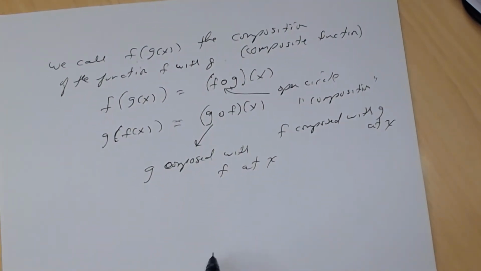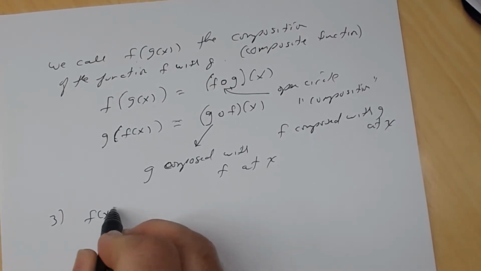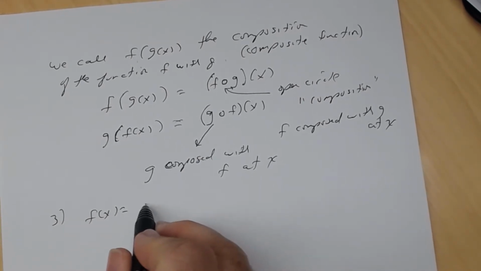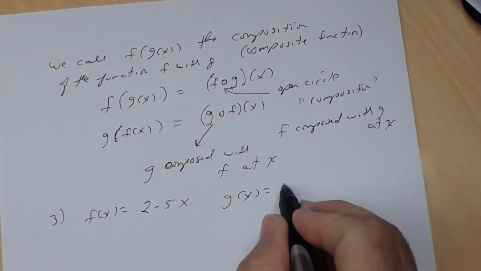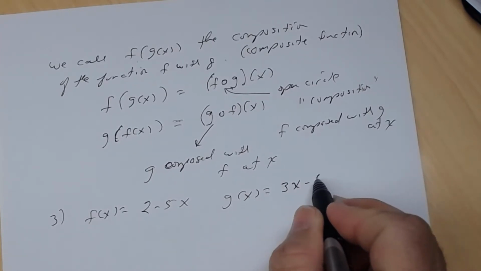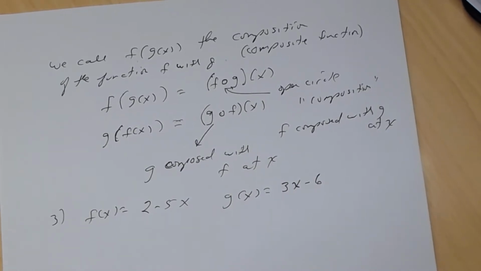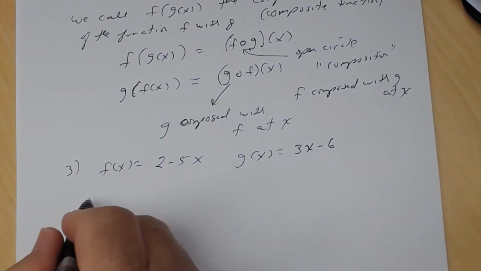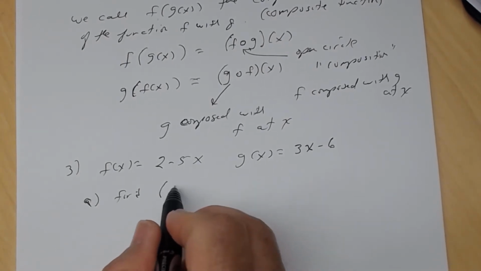Okay? All right. Now, let's look at this example. Let's call this number 3. Suppose f of x is 2 minus 5x and g of x is 3x minus 6. All right, so f of x is 2 minus 5x and g of x is 3x minus 6. All right, A part. Now this is how it's going to look. Let's find this.